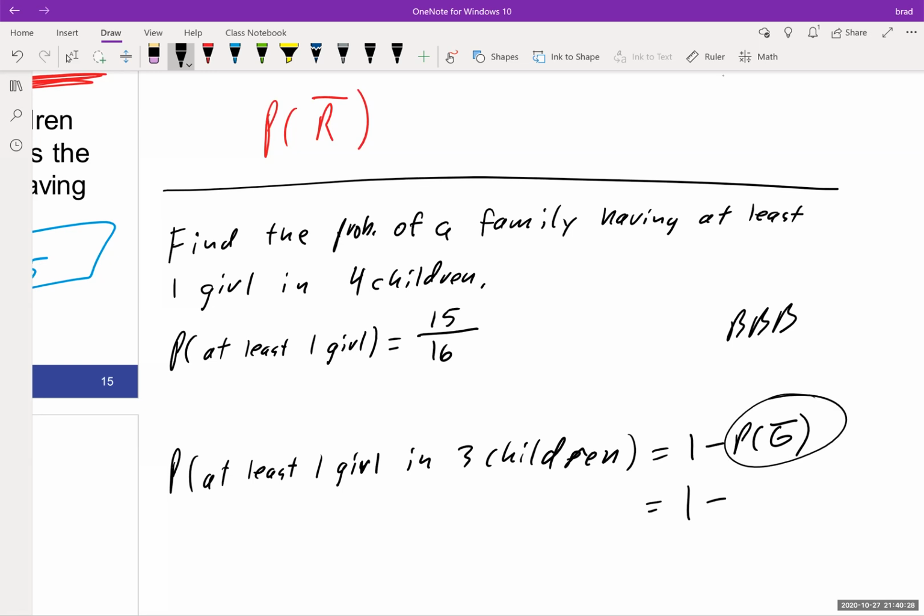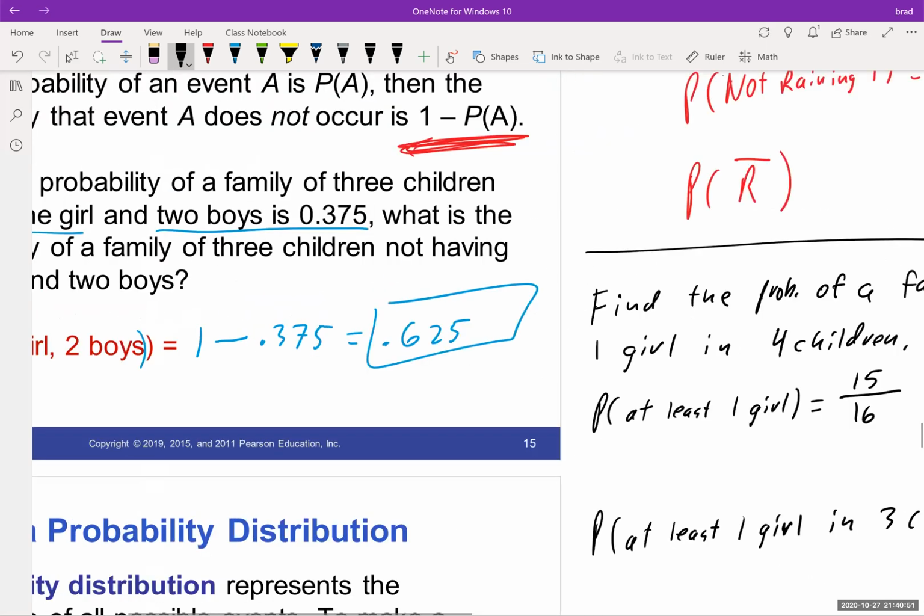Probability of not girls means what are the situations that don't have girls in it? How many are there? Well, there's actually only 1 out of the 8, and that would be boy, boy, boy. So then that means we have 7 out of 8, which is actually 0.875. So I didn't even need the table because I could use the 1 minus part. So that makes it kind of nice for that one.